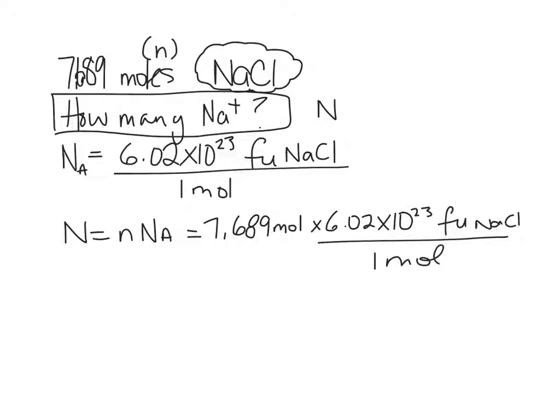When you have a quantity, a unit on the top and the same unit on the bottom, they will cancel. So we can get rid of our moles. So what is 7.689 times 6.02 times 10 to the 23rd? Alexandra. Exactly, it's 4.628778 times 10 to the power of 24.